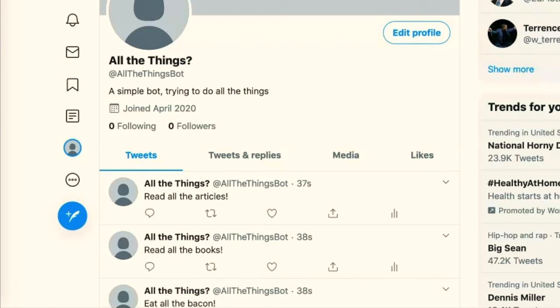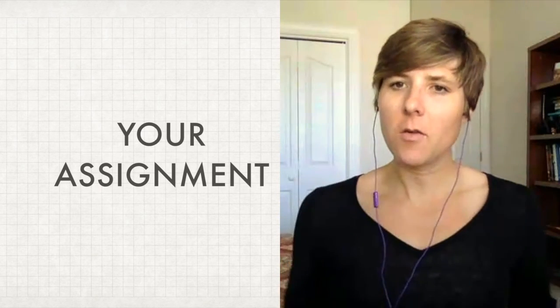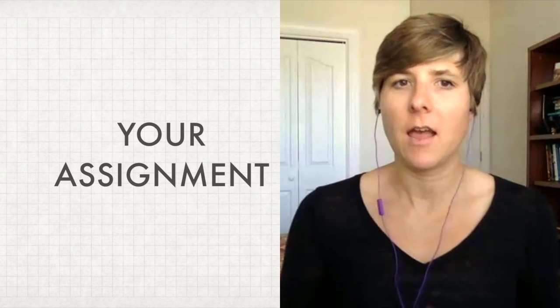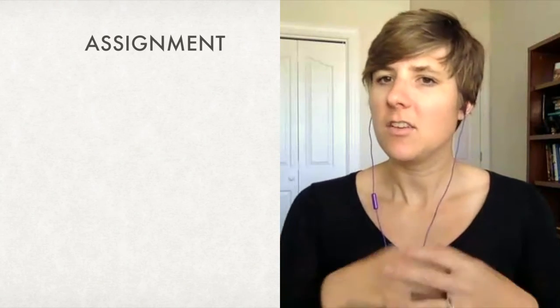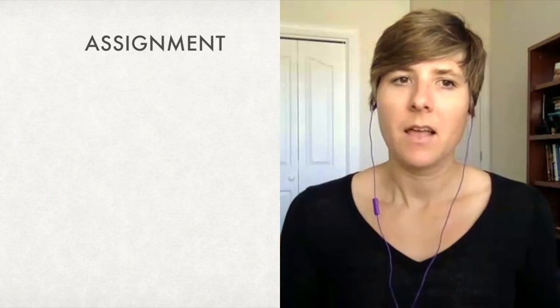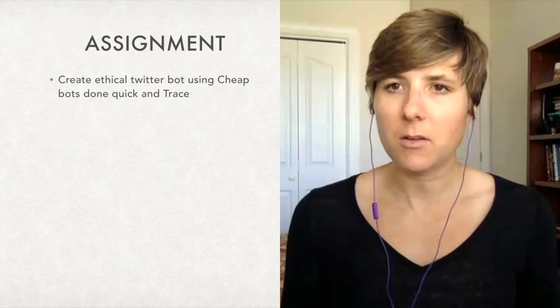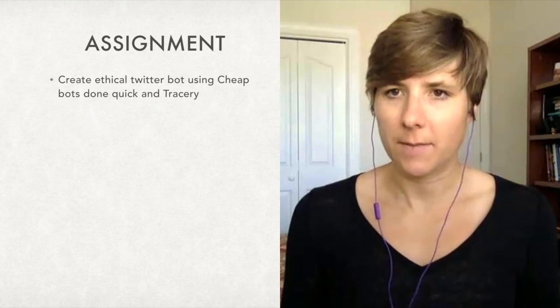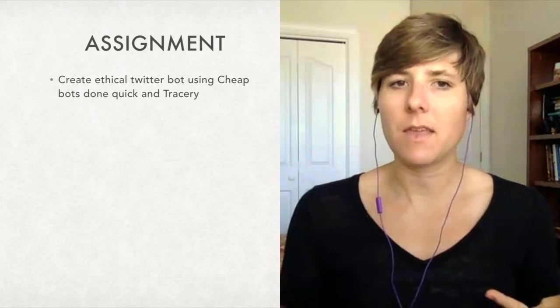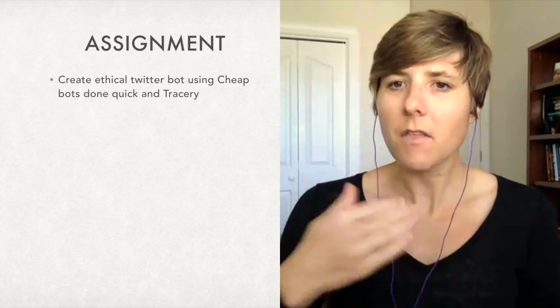And so now I'm going to turn to talking about your assignment specifically. Okay, so now that we have a sense of what a bot is, how to design one, how to work with Tracery, and how to do this all ethically, I just want to say a few things about your assignment specifically. So first, your general assignment is simply to create a Twitter bot using Cheap Bots Done Quick and writing the code with Tracery. The bot can be anything you want, but I strongly recommend that you follow the workflow that I've modeled here.